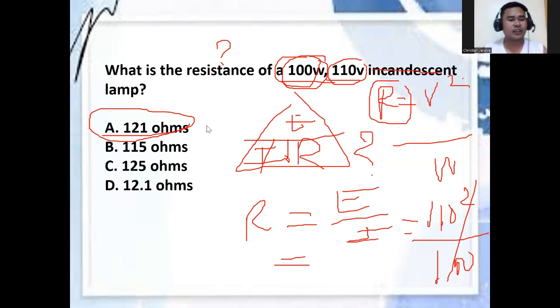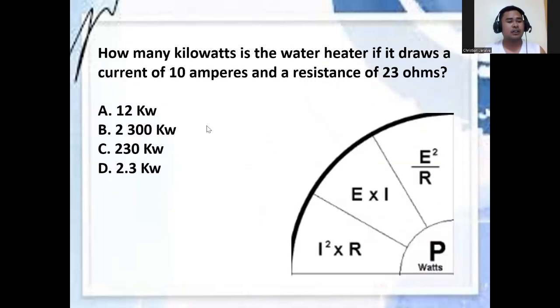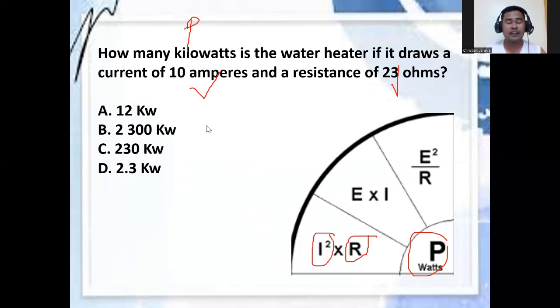Here, sir, the question is still about kilowatt. How many kilowatts is the water heater if it draws a current of 10 amperes and a resistance of 23 ohms? What do we have here? Power. Again, kilowatt is under power. What is our given here? Amperes. And what else? Ohms. Therefore, when that is what we are looking for, you take a look at power is equal to amperes times the resistance. Do we have that here? It becomes I squared multiplied by the resistance.